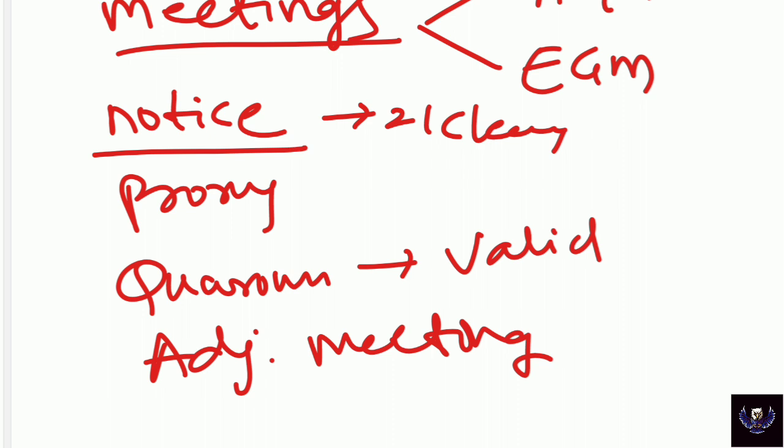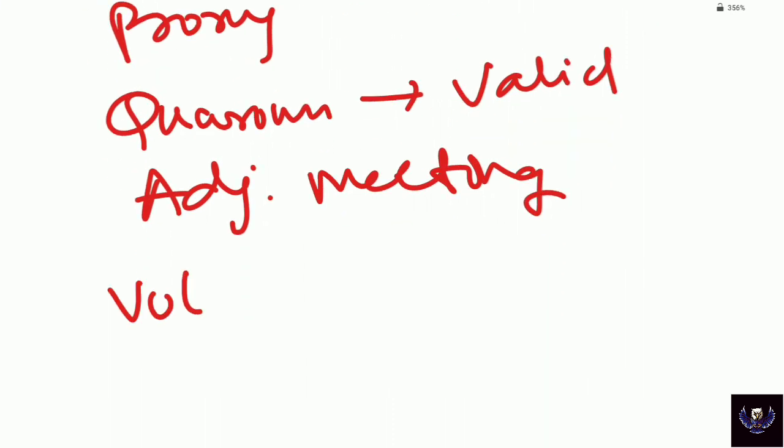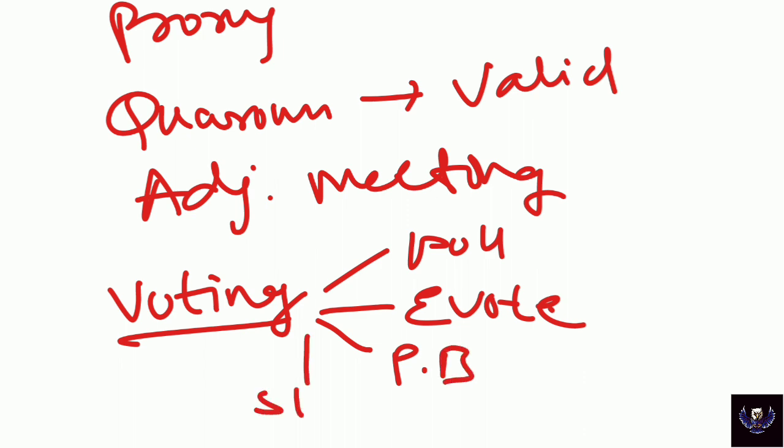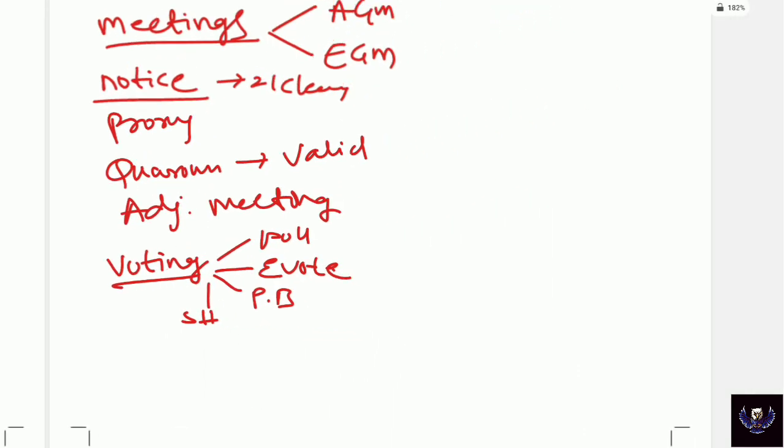Then you are having the topic of voting, type of voting. You are having poll, you are having e-voting, then postal ballot, then show of hands. Okay, these are the topics that require attention and have to be read clearly.